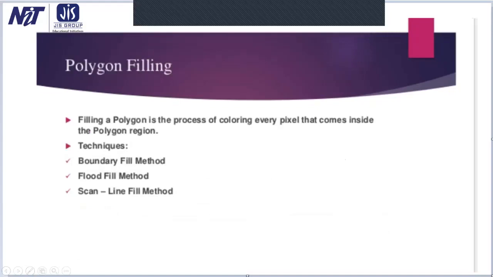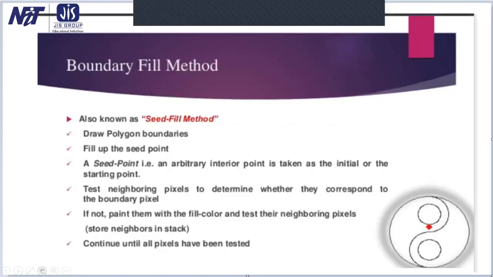Now let us look at the different algorithms for polygon filling. What are the different algorithms? Filling a polygon is the process of coloring every pixel that comes inside the polygon region. Different techniques are boundary fill method, flood fill method, and scanline fill method. These are the different types of polygon filling algorithm.